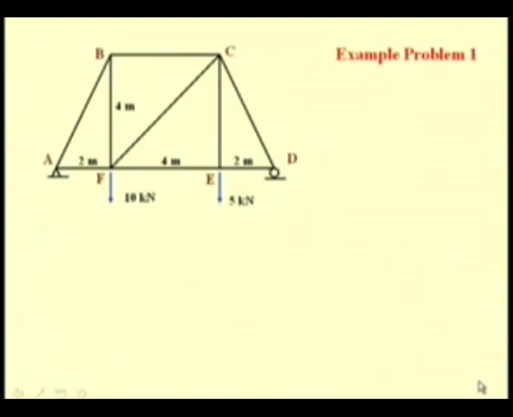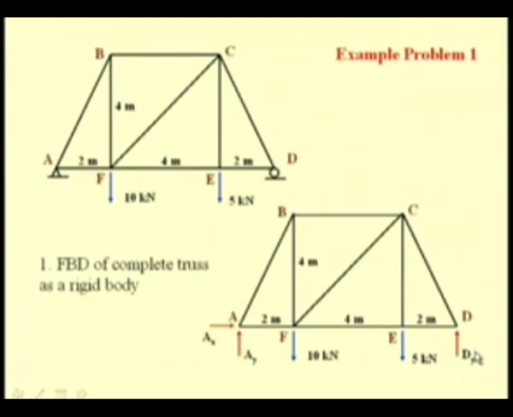The procedure starts by first determining the external reactions, that is the reactions at A and D. In order to determine that, we constitute the free body diagram of the complete truss. So, at A we replace the pin joint by two reaction components AX and AY, and at D the roller is replaced by a single vertical component of reaction DY. And since we have only 3 unknowns, and from 2 force summation equations and 1 moment summation equation, the 3 unknowns can be determined.